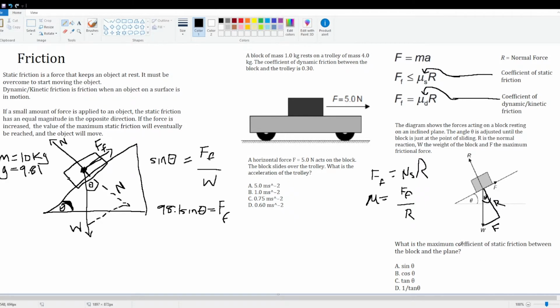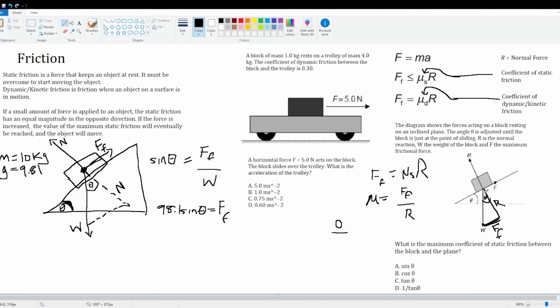Okay, so what do we want to use? Sine, cosine, or tan? Okay, so let's look at this. Right, the coefficient is equal to the force of friction over the reaction force, or the normal force. So where in this triangle is the force of friction? It's on the bottom here. So this is opposite to the angle, so opposite. And then over, which side is the R side? The R side is the adjacent side.